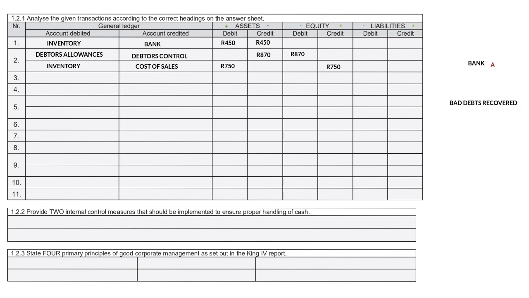Bank is classified as an asset and it will have a positive effect. Bad debts recovered is classified as an owner's equity and it will also have a positive effect on owner's equity. And the amount that we will take is R300. So let's go put this on our worksheet. The account to be debited is our bank account. The account to be credited is called bad debts recovered. R300 on the debit side of assets and 300 Rand on the credit side of equity.